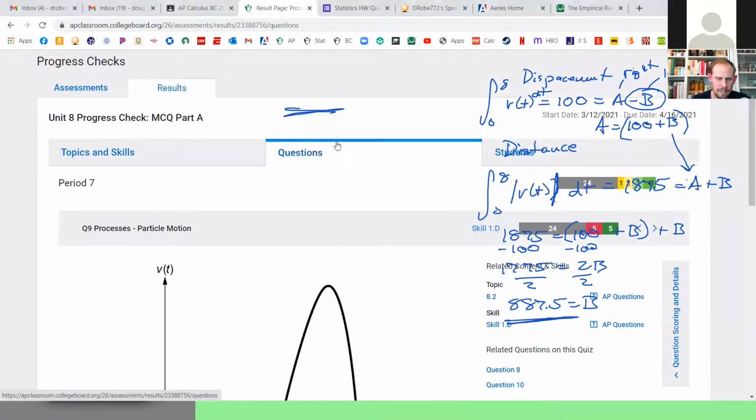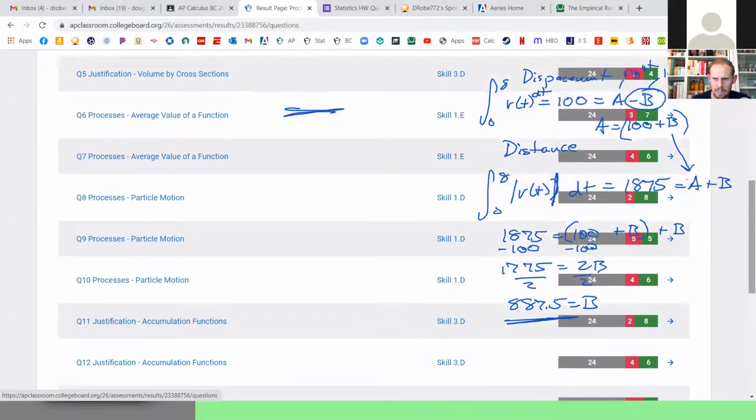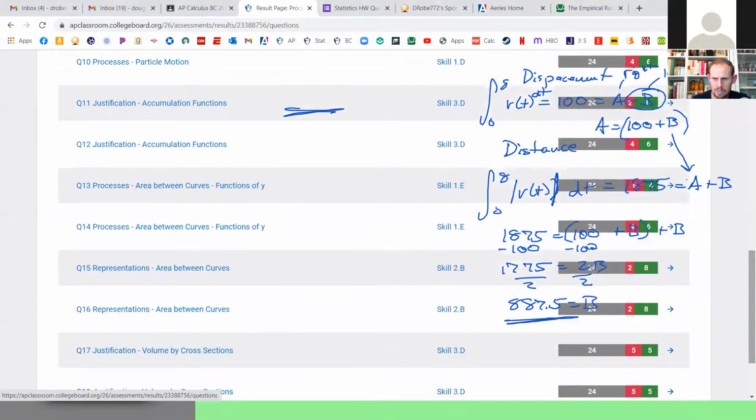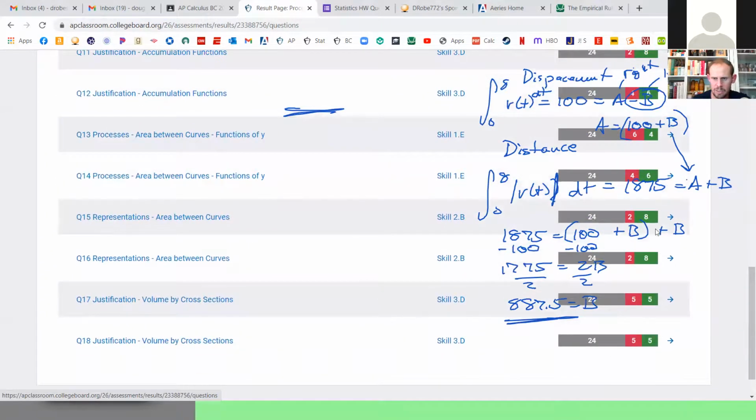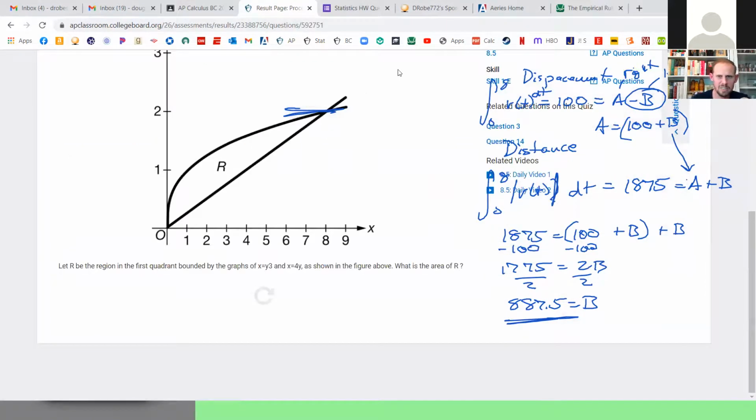All right, and one more here. And which one was it? No, there's two more towards the end here that aren't good either. Functions of y. Yeah, we don't like these functions of y, do we?